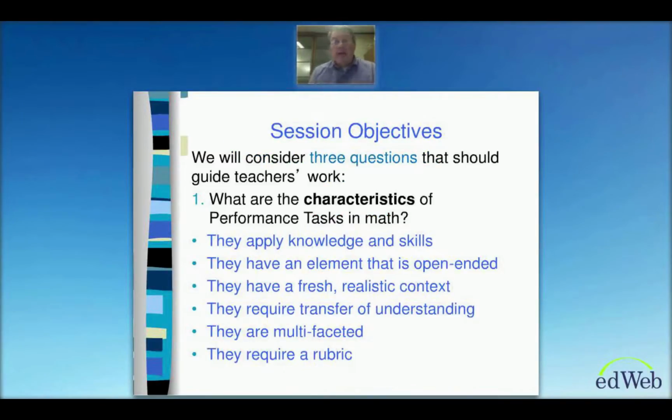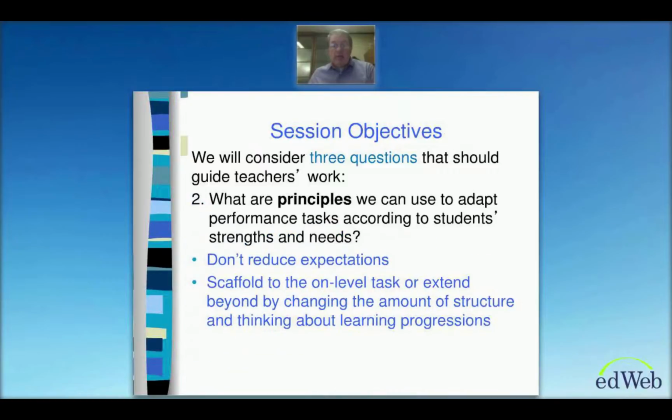So I just want to go back and address the objectives we had. We wanted to look at 3 questions. What are the characteristics of performance tasks? Also, the principles we can use, which I think are pretty straightforward. It's don't reduce expectations. We need to find a way to get kids to where they need to be, whether it's going farther or moving slower, but don't reduce expectations.